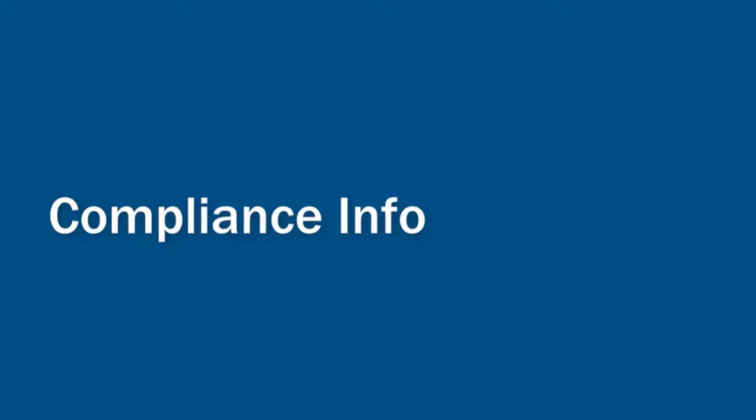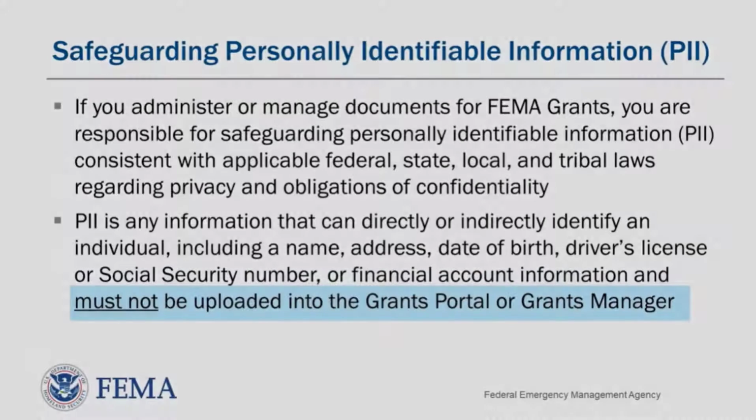Now we have some compliance information for you. If you are working with any documents used for a FEMA grant, you are responsible for safeguarding personally identifiable information, or PII. PII refers to anything that can be used to directly or indirectly identify an individual. Some examples of PII are names, addresses, social security numbers, and financial account information. This type of information must not be uploaded into Grants Portal or Grants Manager.